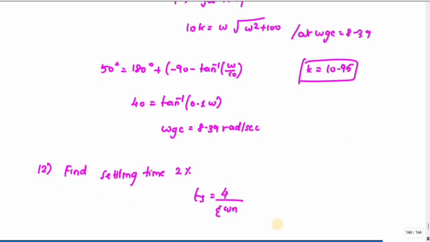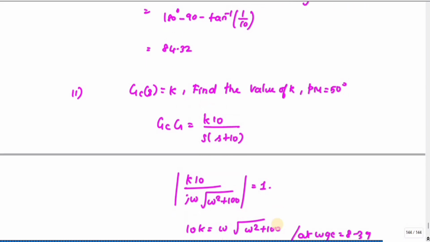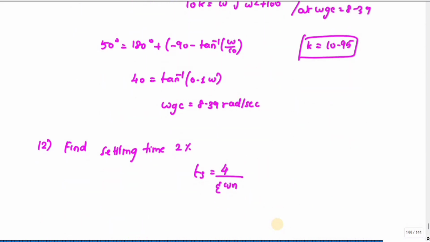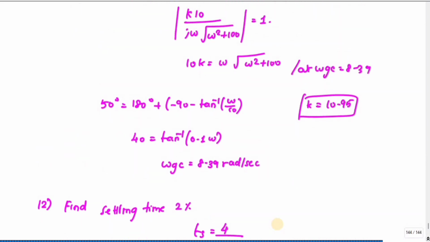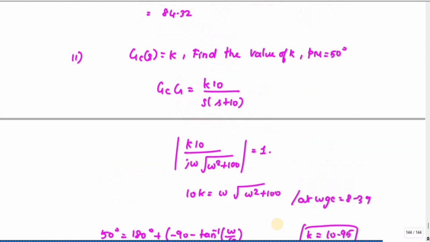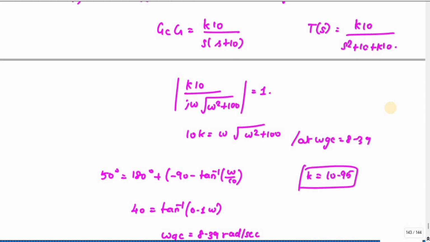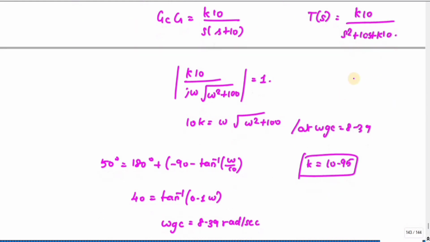Next, find the settling time at 2% tolerance. So Ts is equal to 4 divided by epsilon omega n. In order to find that, you have to find the T(s). T(s) is equal to Gc divided by 1 plus GcG. So T(s) I will get like this: k times 10 divided by s square plus 10s plus k times 10.